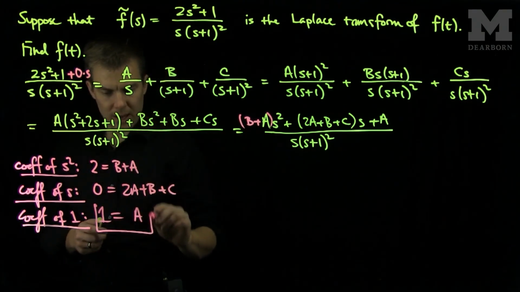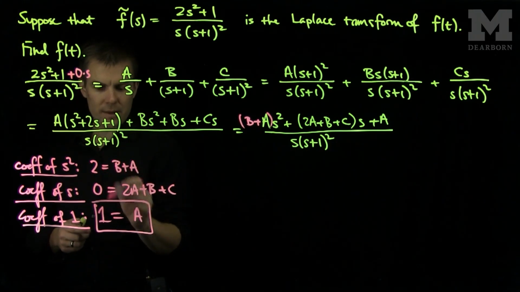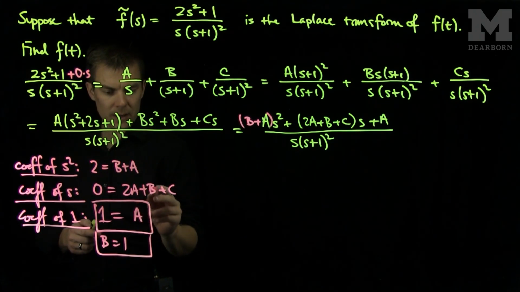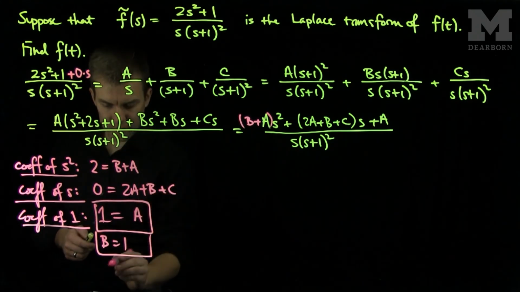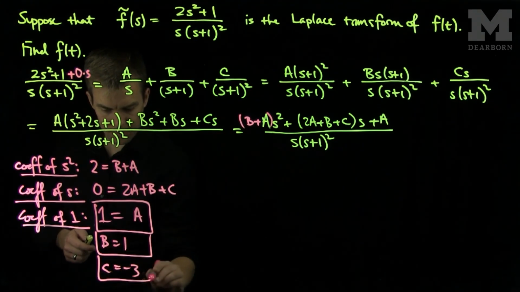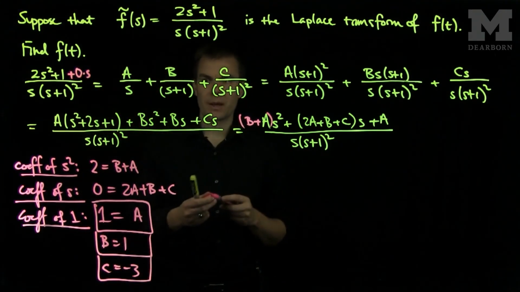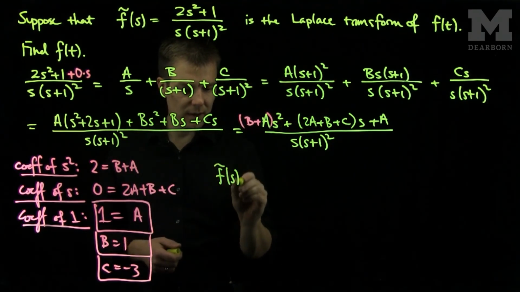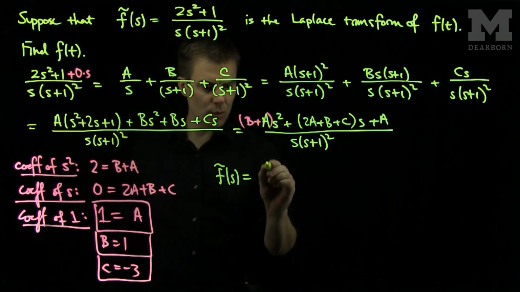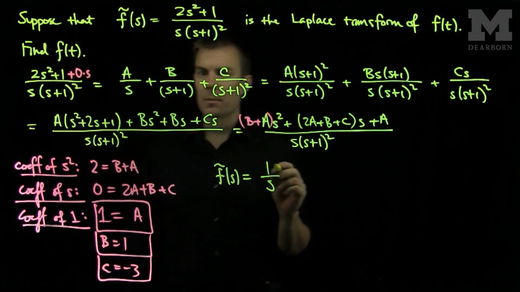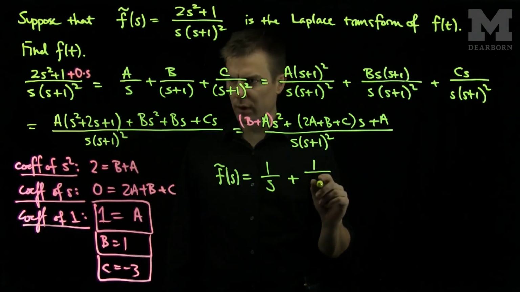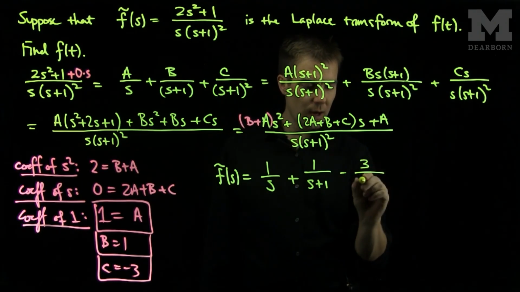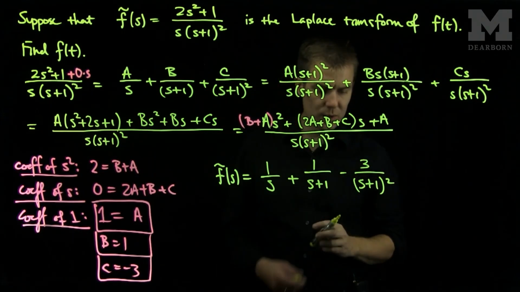So these equations tell me that a is equal to 1. If a is equal to 1, that tells me that b is equal to 1 by the first equation. And if a is equal to 1 and b is equal to 1, these two terms over here are 3, so that tells me that c has to be negative 3. So this information tells me that f tilde of s is 1 over s, plus 1 over s plus 1, minus 3 over (s plus 1) quantity squared.